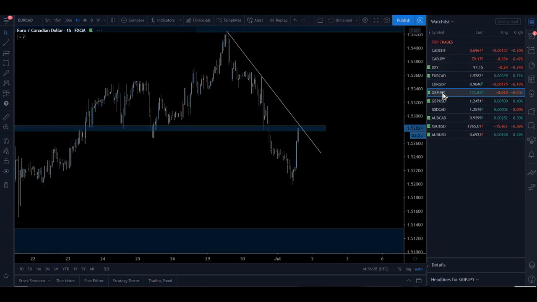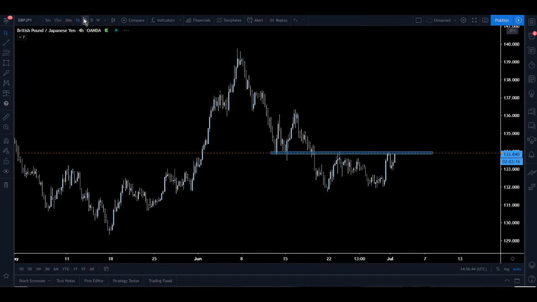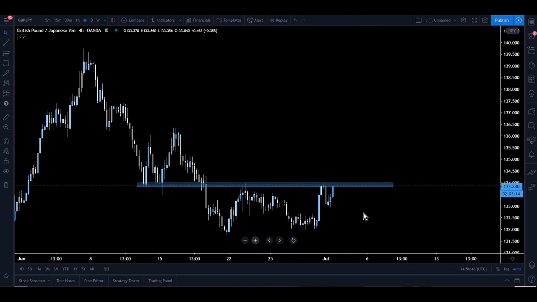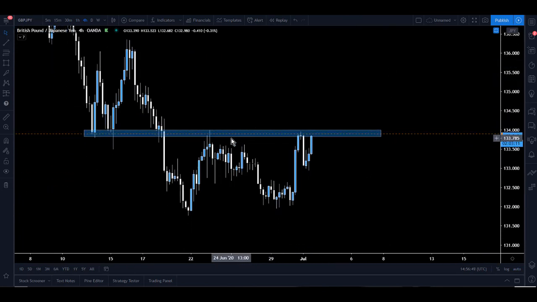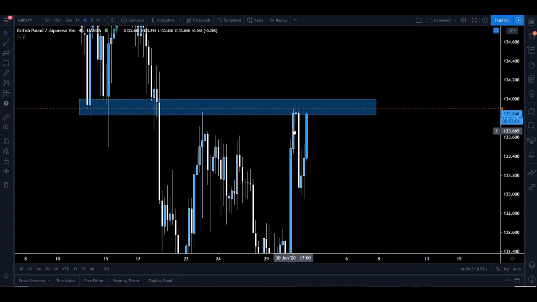Pound yen, let's have a look at that. Approaching a really nice area actually. Area of support here, support, resistance. Came into this yesterday, which you could have traded. Nice bullish candle, small doji candle, sell stop below there, stop above the high. Boom, you would have picked that nice trade up there.